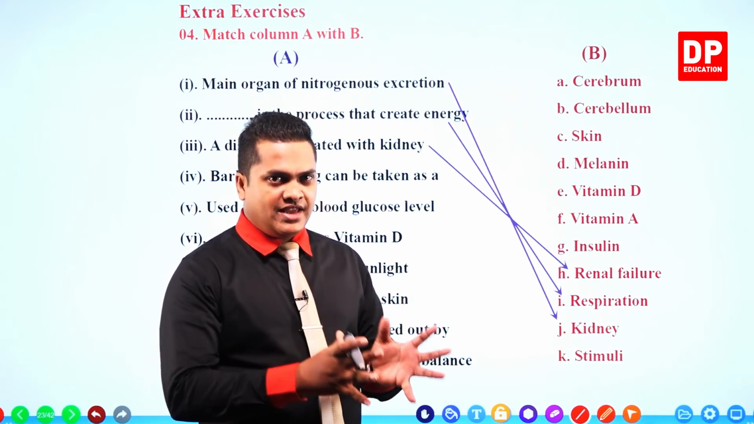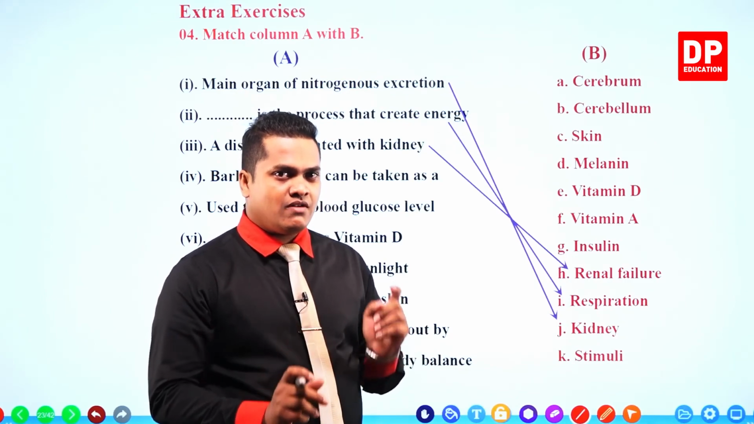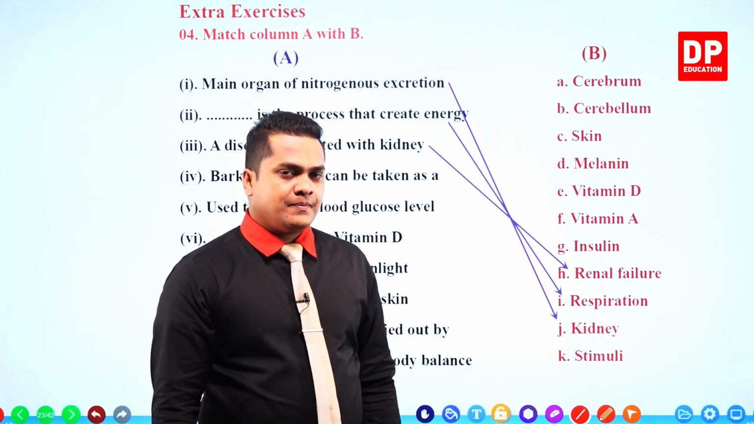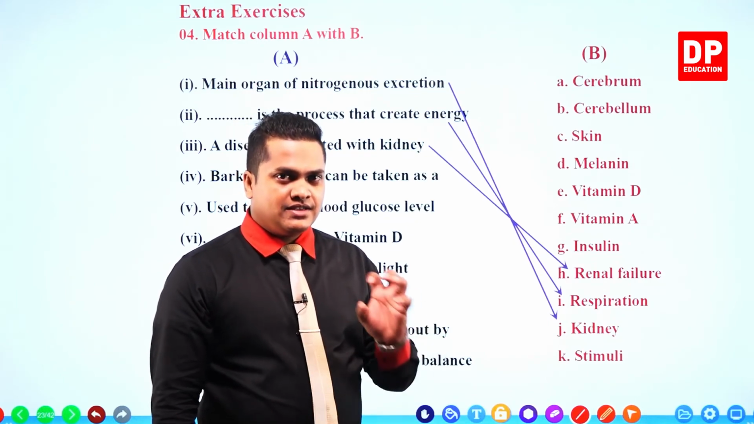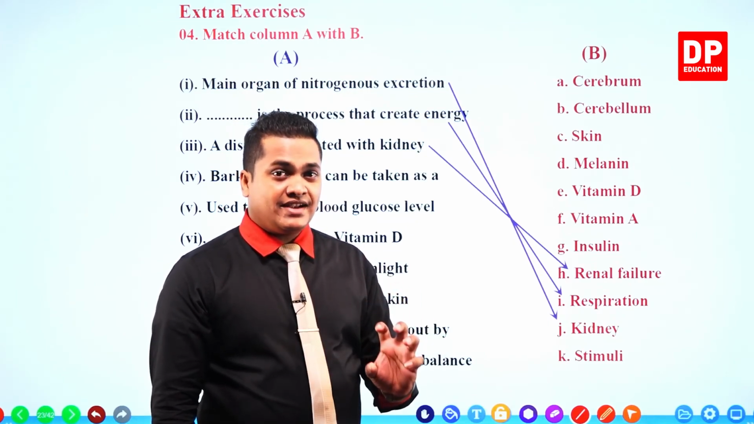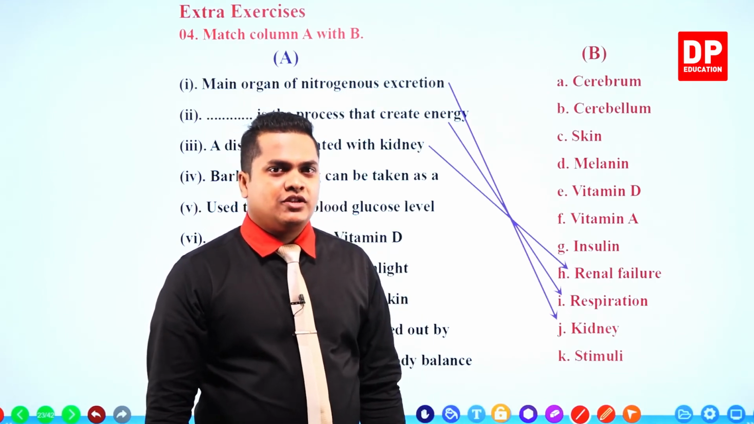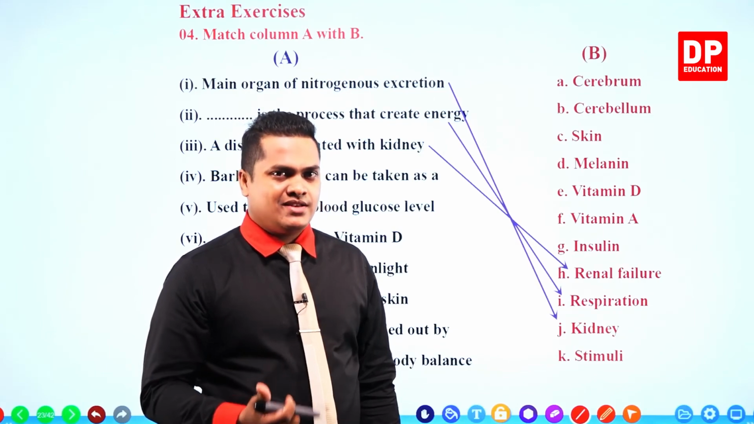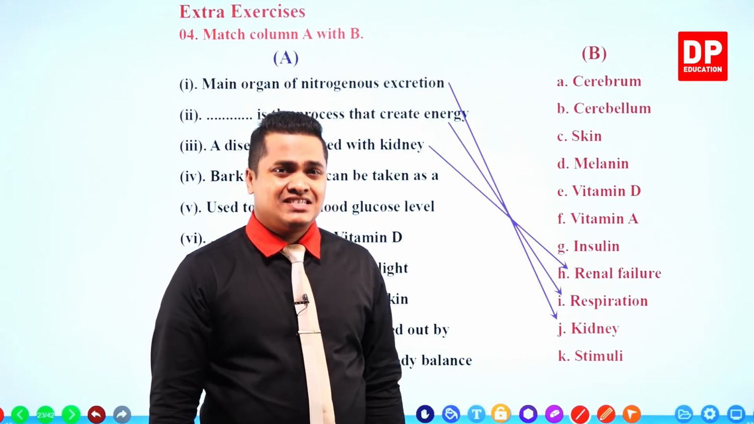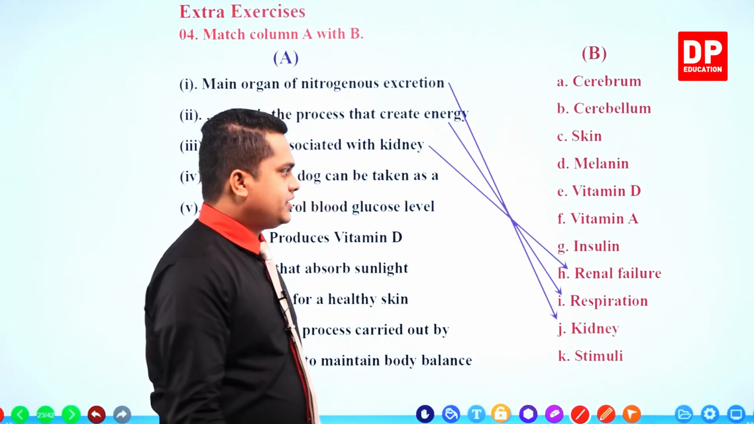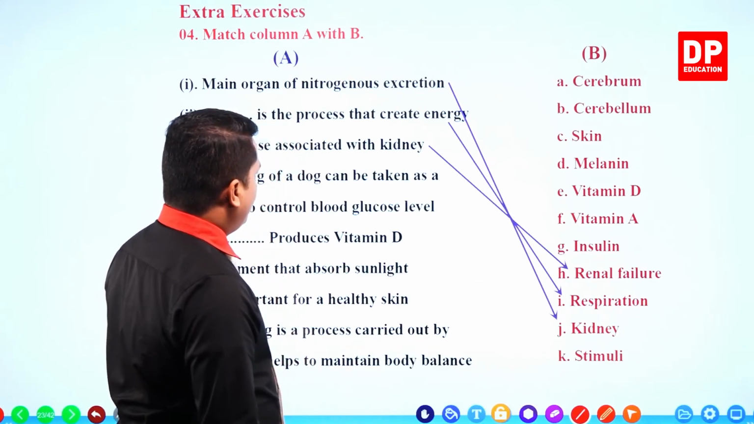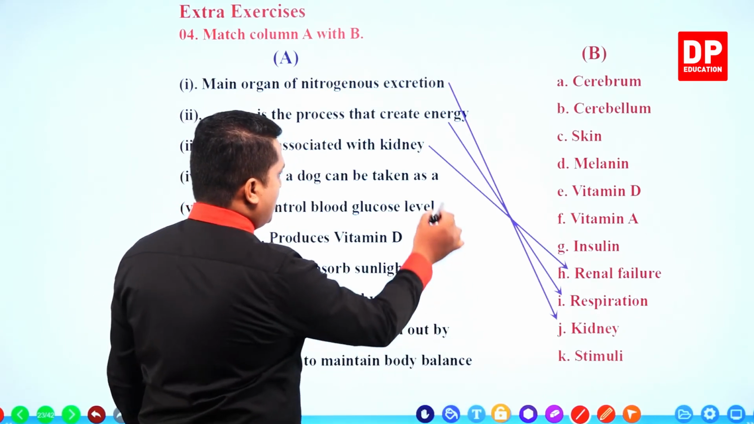So a change in the environment which we detected from our ears. We detected that stimuli from our ears. So my dear children, barking of a dog can be taken as a stimuli happening in the environment. So barking of a dog can be taken as a stimuli.